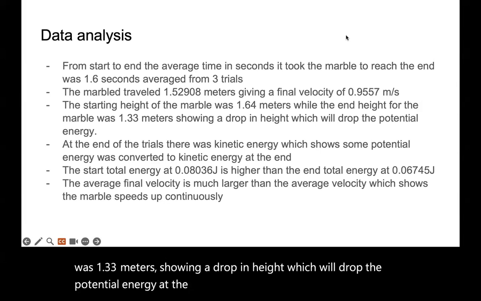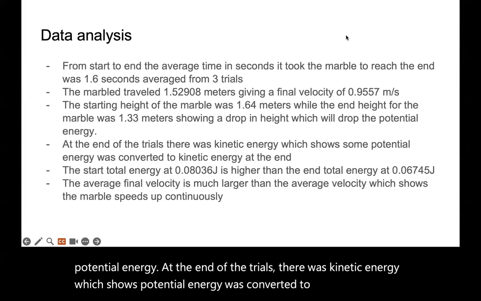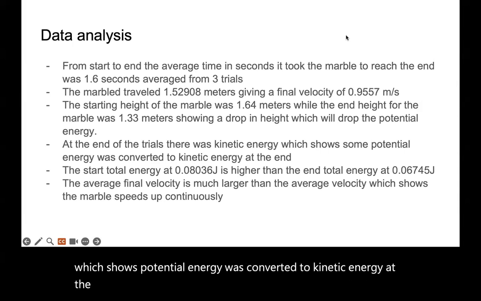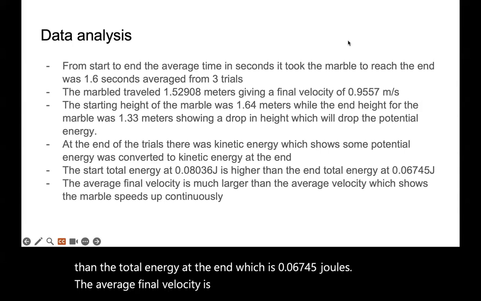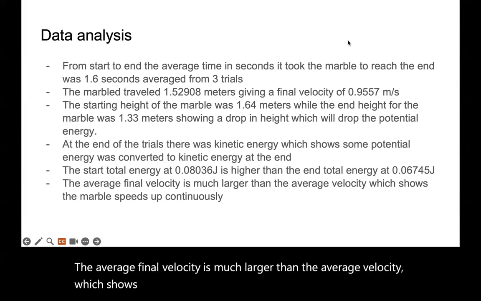At the end of the trials, there was kinetic energy, which shows potential energy was converted to kinetic energy at the end. The start total energy at 0.08036 joules is higher than the total energy at the end, which is 0.06745 joules. The average final velocity is much larger than the average velocity, which shows the marble speeds up continuously.